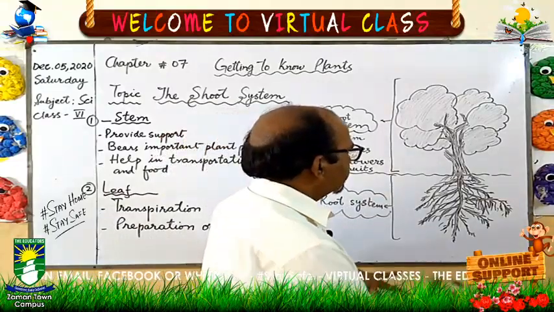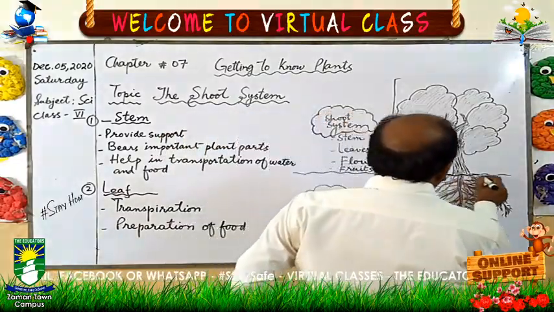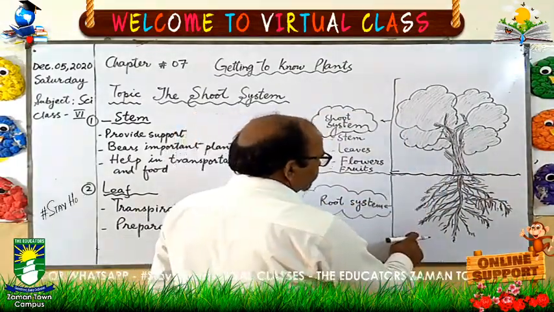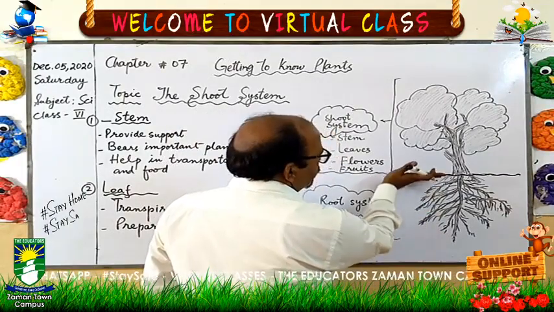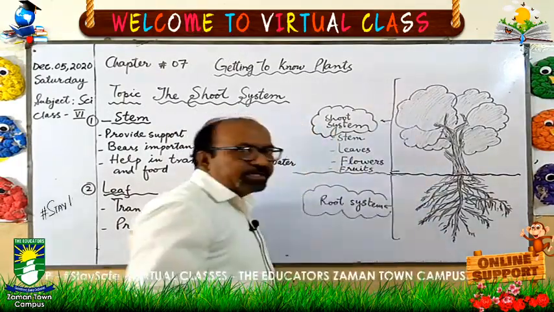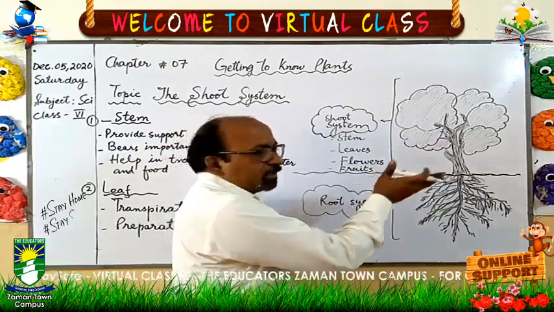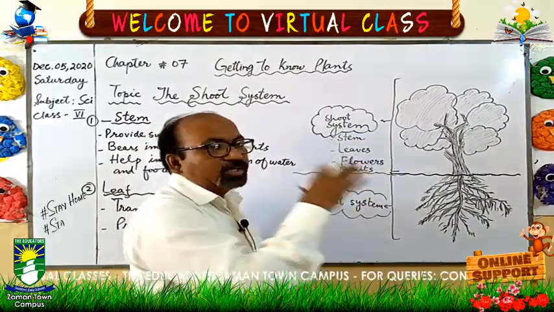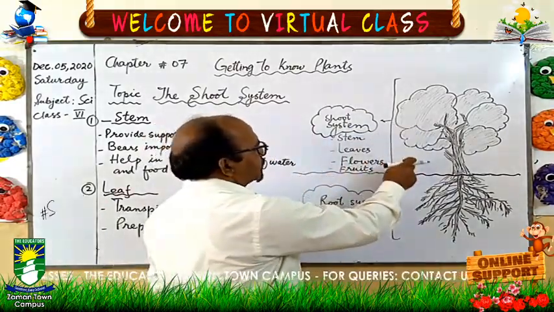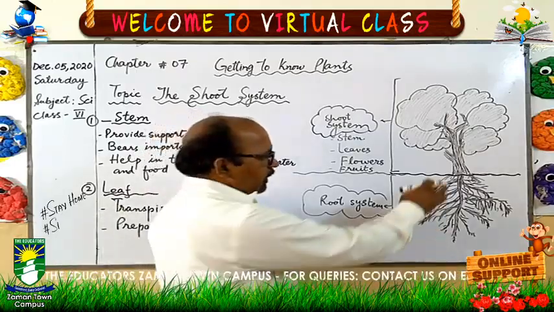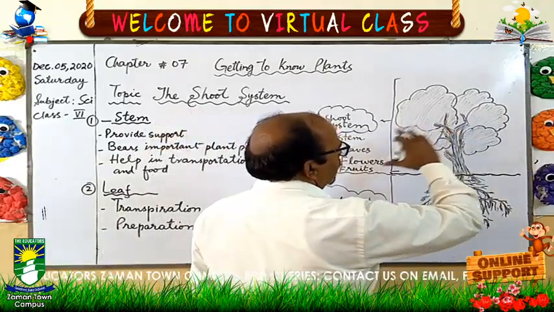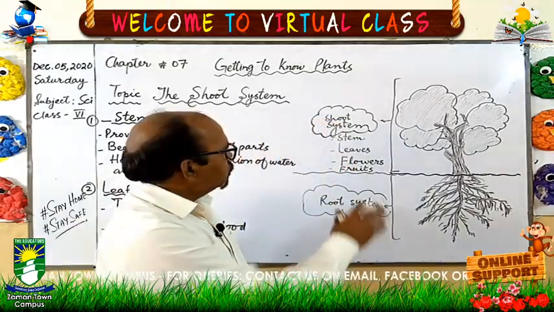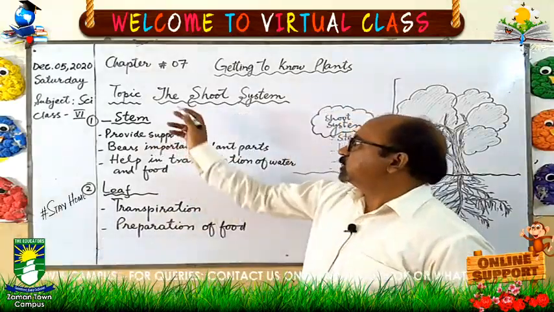This is a portion, a part which divides these two systems. The root system is under the ground and the shoot system is above the ground. All the organs which are present above the ground, which we can see clearly and easily because they are visible, make the shoot system. The stem, all the branches, all the leaves, flowers and fruits make the shoot system. So today we are going to discuss the shoot system.